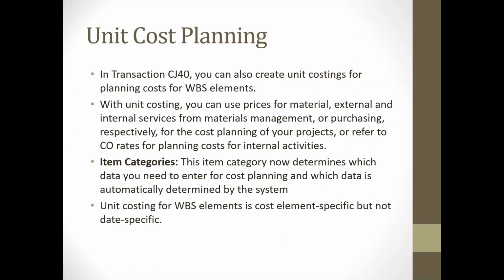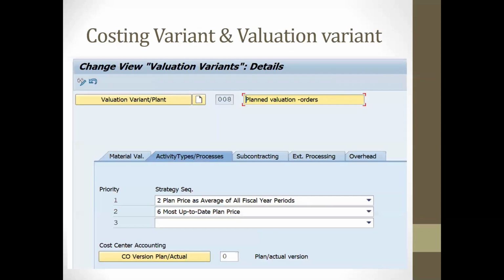With reference to item categories, we can determine what type of data we will select for cost planning. In unit costing, for a WBS element the planning is cost element specific, but not date specific. This is one of the disadvantages of unit cost planning. This particular cost will not be distributed to particular dates. So we'll discuss that.